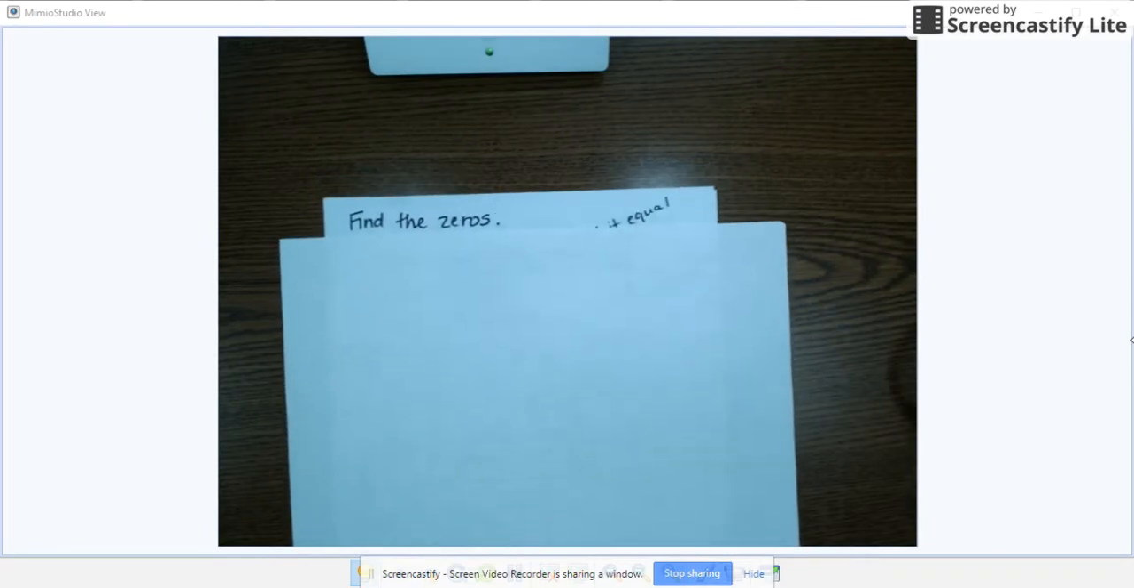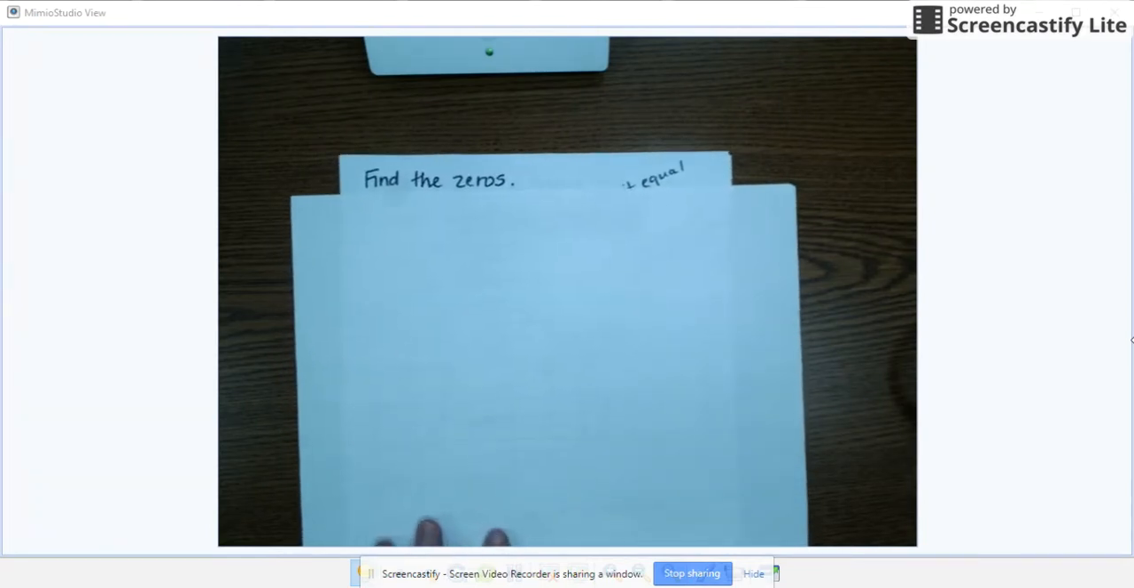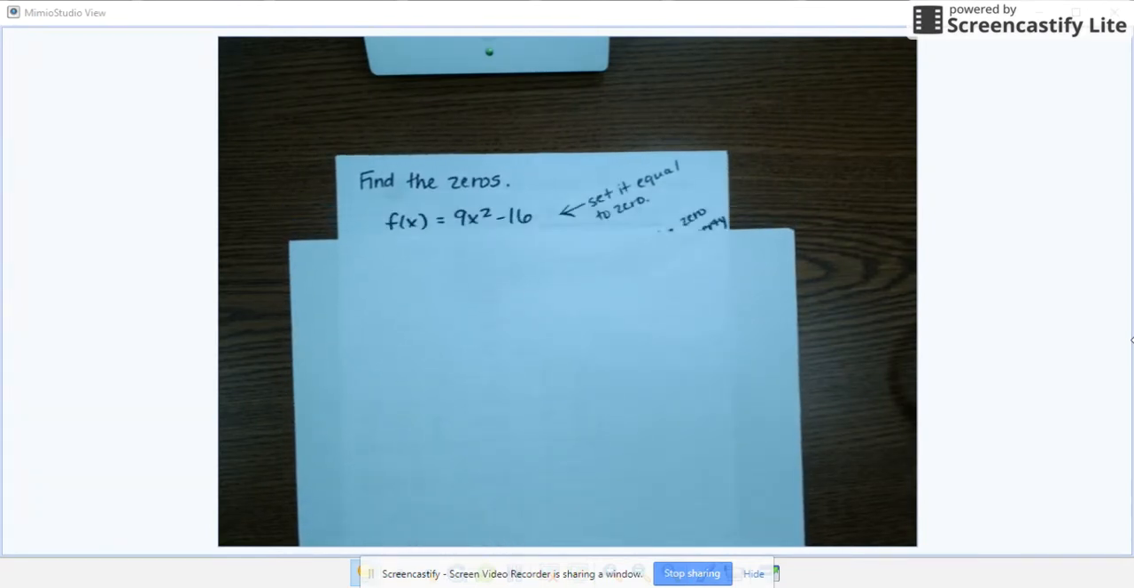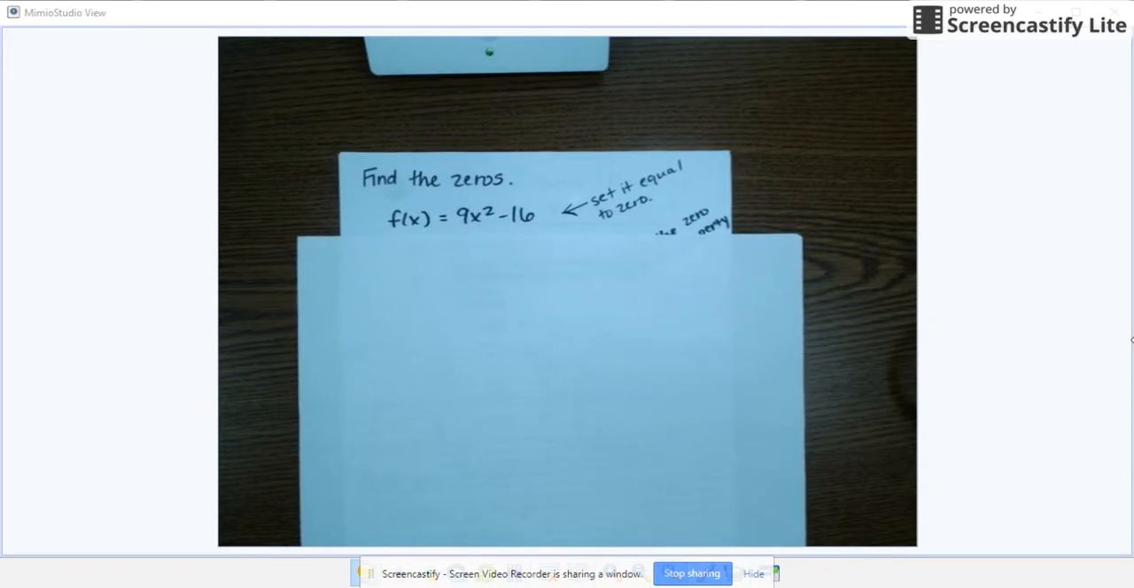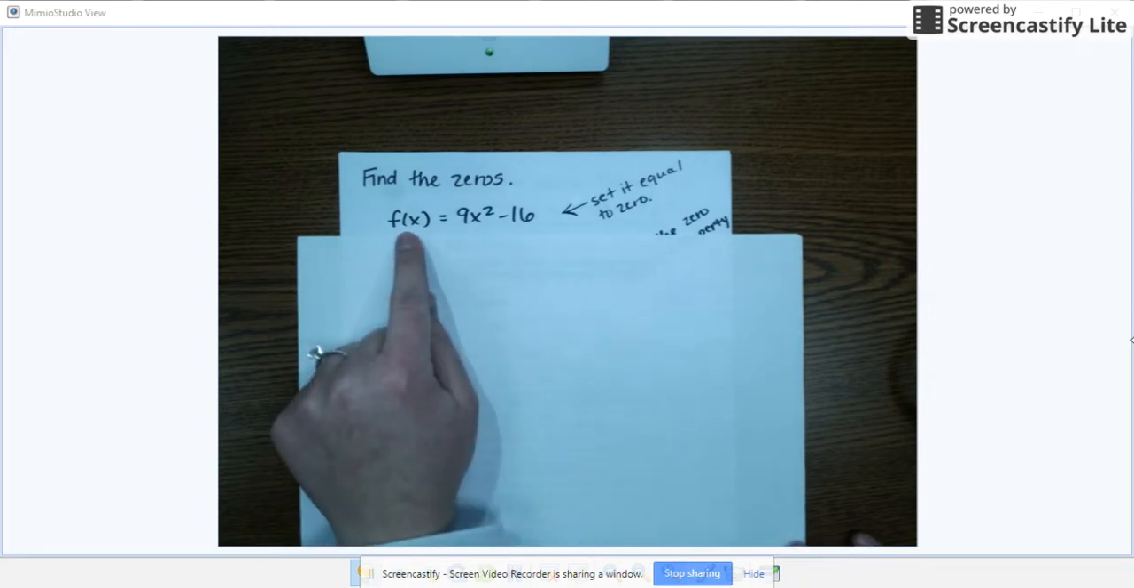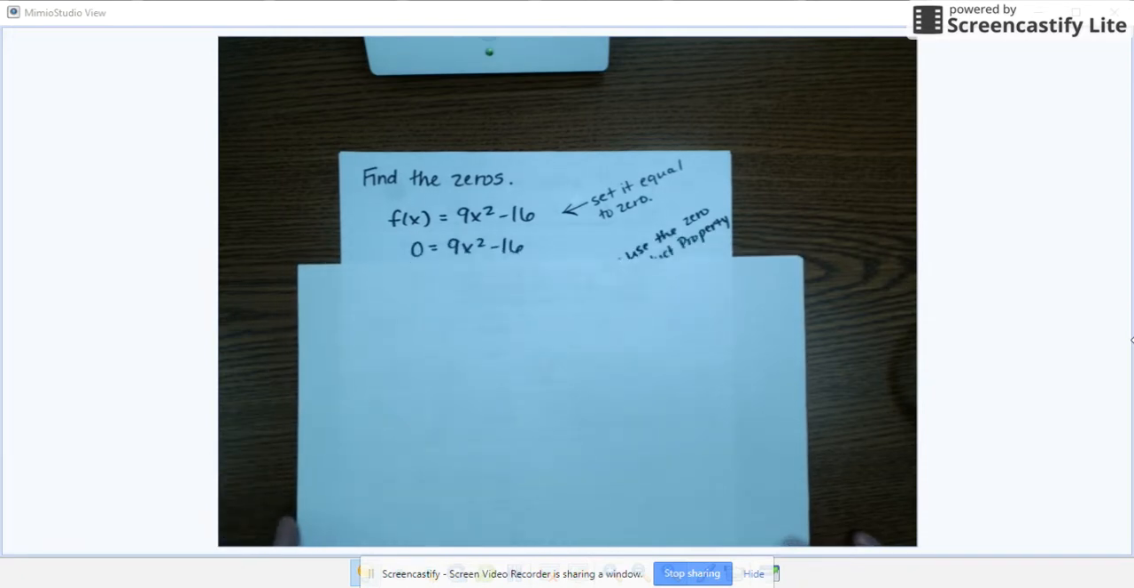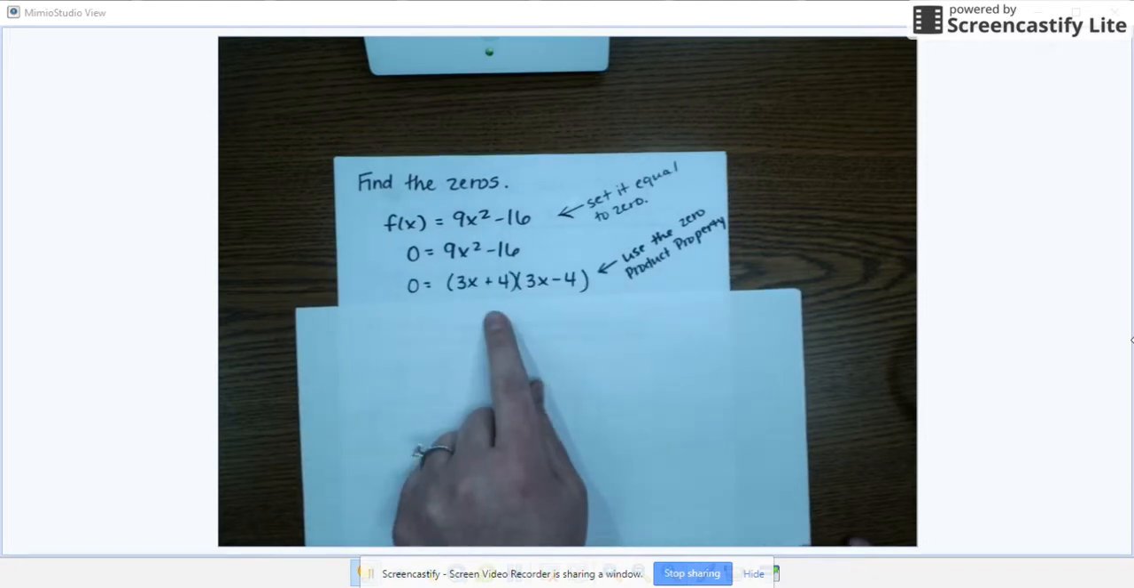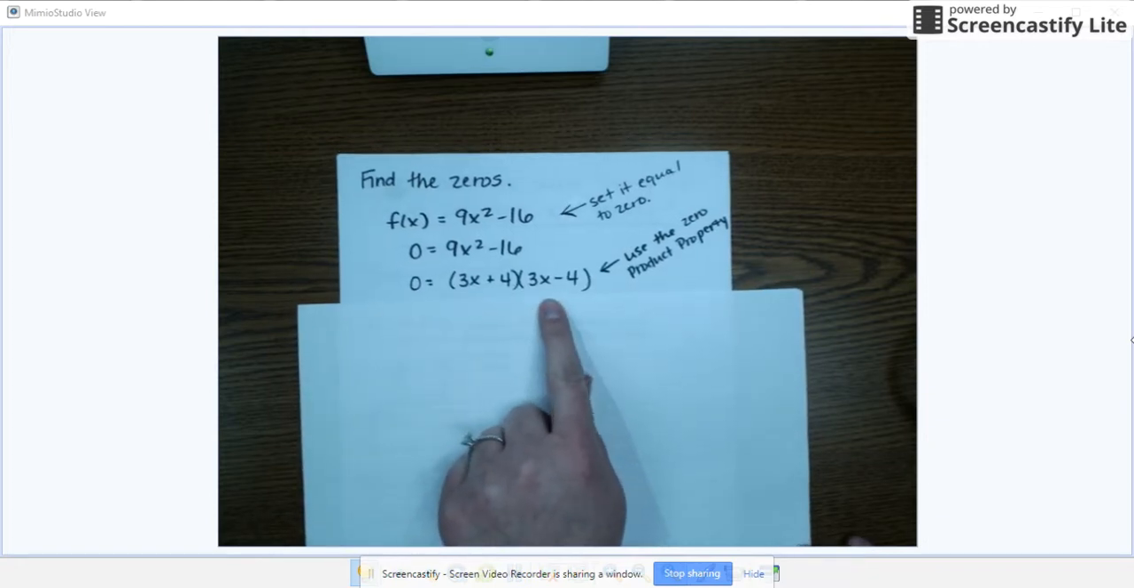So you're going to be given a problem. We're going to ask you to find the zeros. Here is our function, 9x squared minus 16. We have to set that equal to 0. We need to know when is that function value 0. So our first step, set it equal to 0. Well, now we need to factor that to help us solve. It factors to be 3x plus 4 and 3x minus 4.